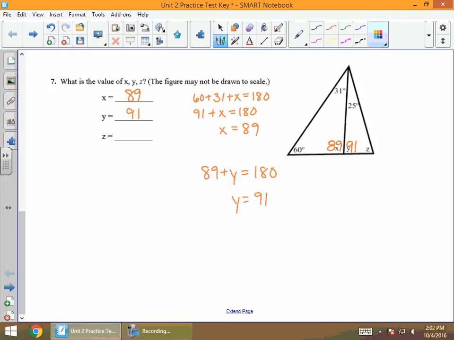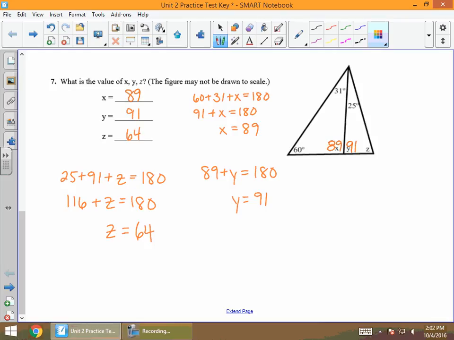And then to find z, look at the triangle to the right. 3 angles, 25 plus 91 plus z has to add up to 180. It's a triangle. So that is 116 plus z is 180. Subtract 116, and you should get 64.